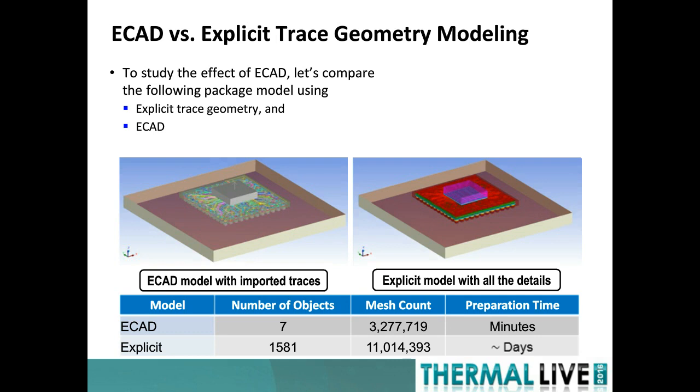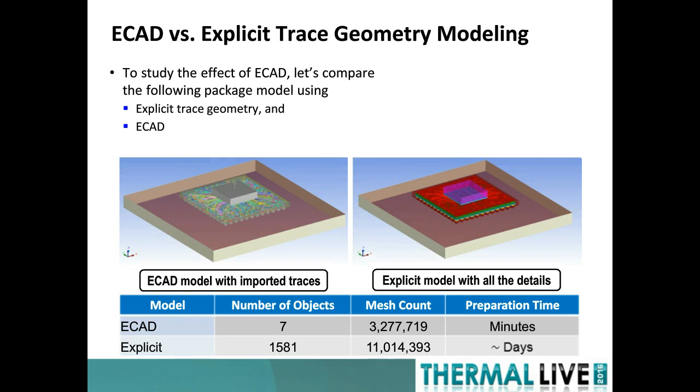The ECAD model has dramatically less number of objects, less mesh count, and less preparation time than the explicit model. So this kind of underscores the speed benefit of the ECAD approach. So with it being much faster than the explicit approach, what about its accuracy? How does it compare in terms of accuracy?